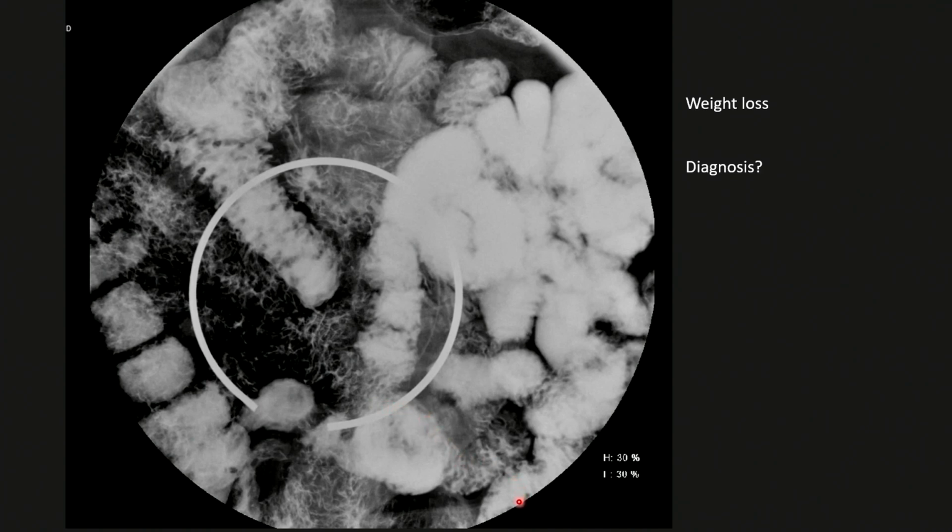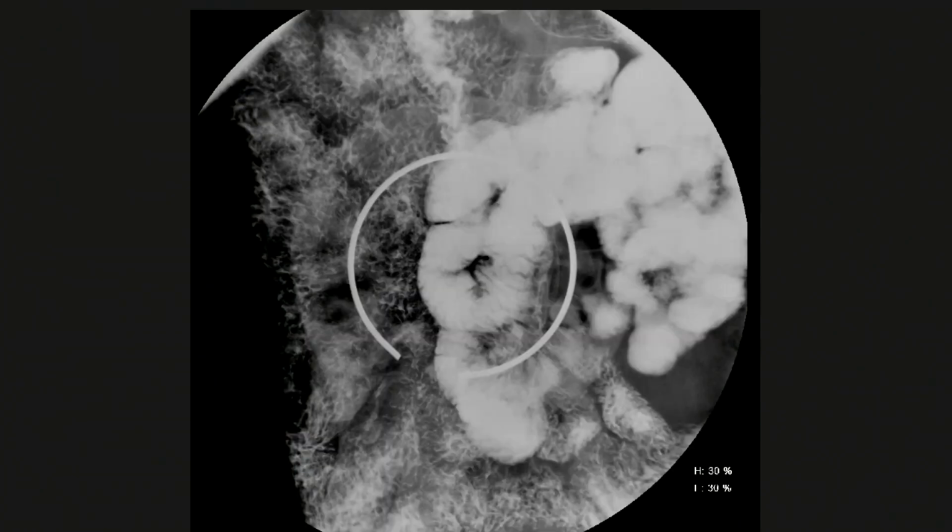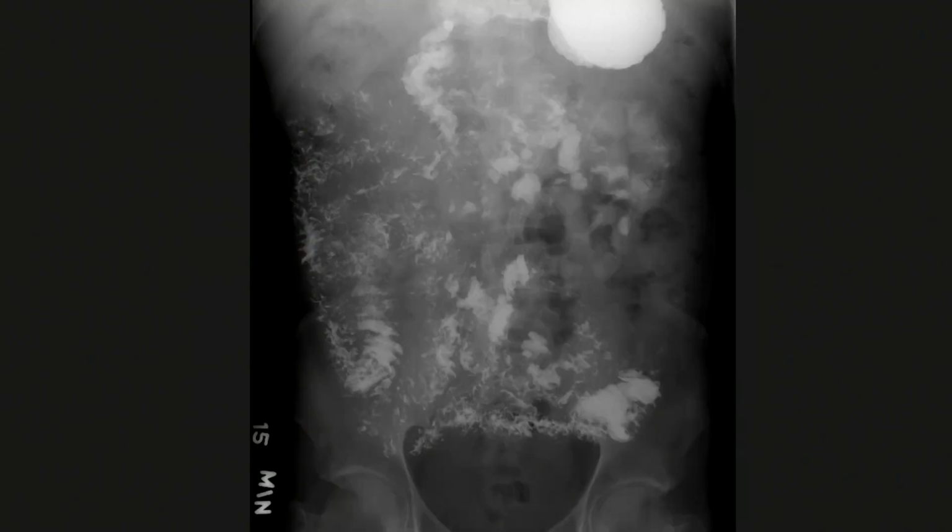So this patient had weight loss. So what are we observing here? So I'll show you a few different views. And here's a full frontal projection after the study. So what did you see here? And what is your differential? Weight loss. Any ideas?